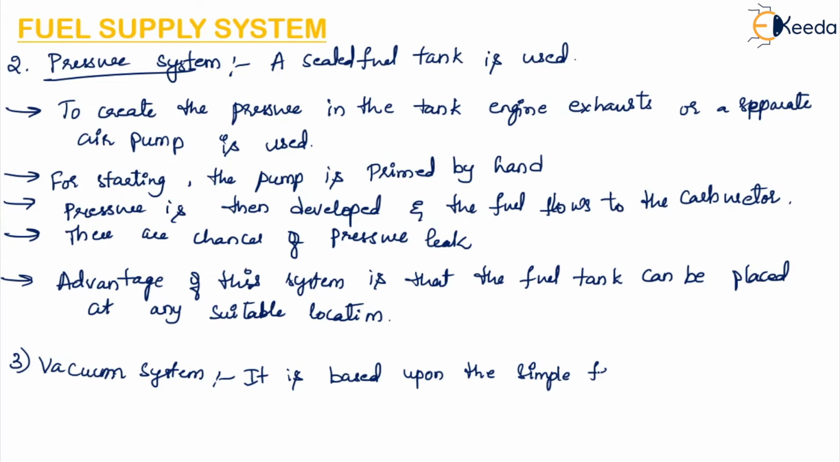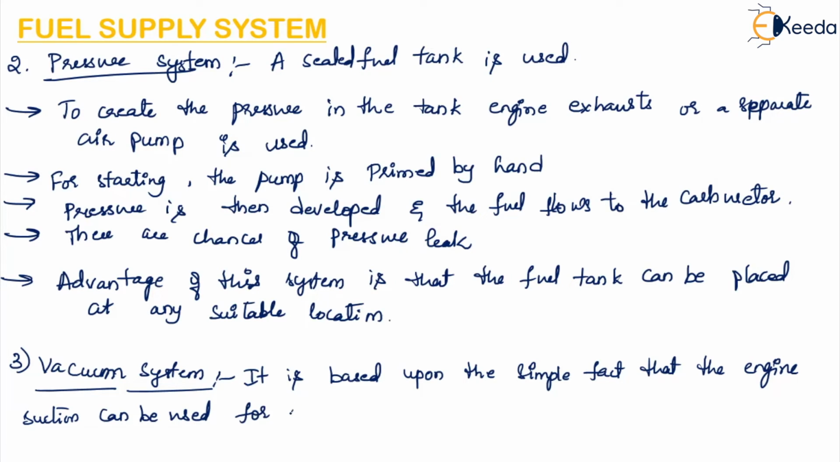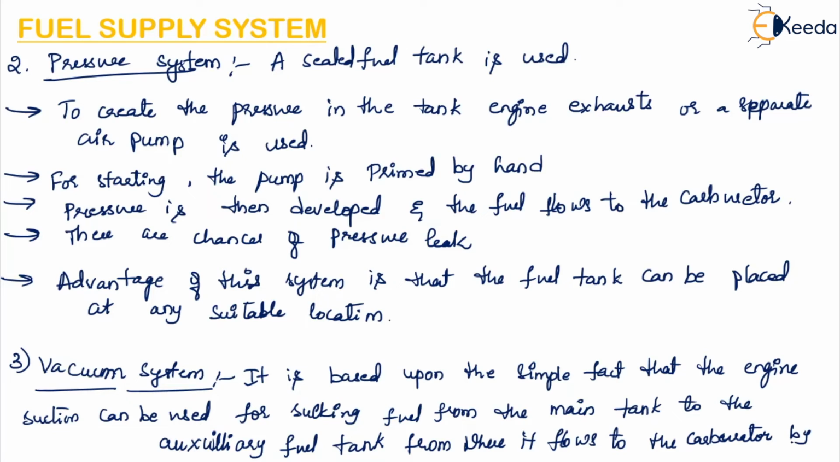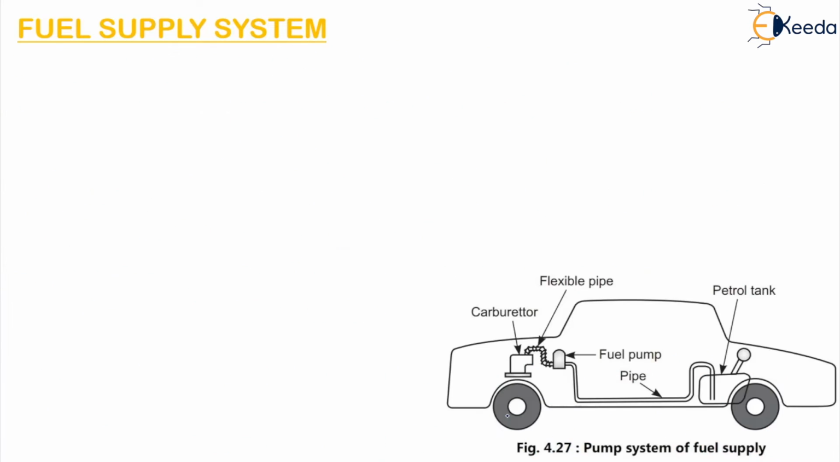Simple fact that the engine suction can be used for sucking fuel from the main tank to the auxiliary fuel tank, from where it flows to the carburetor by gravity. The next type of system is the pump system.